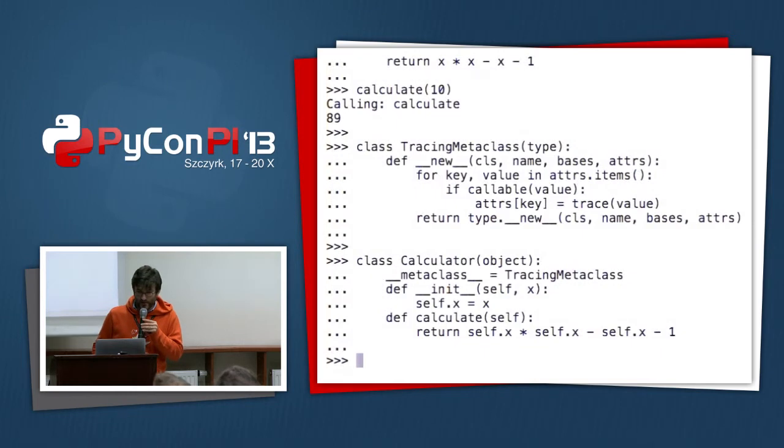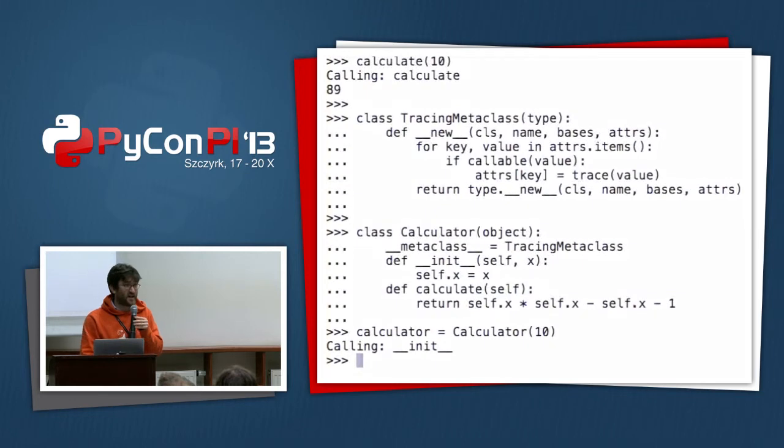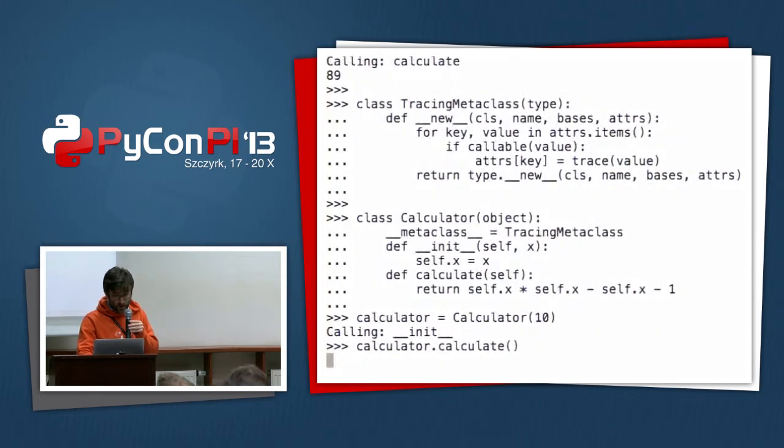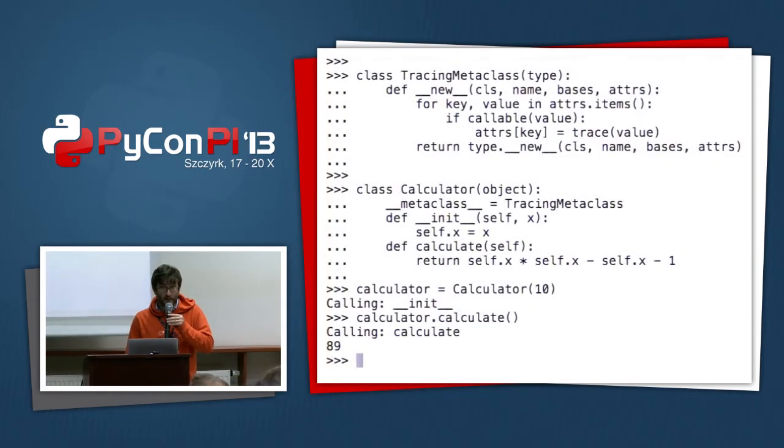So here's a calculator object. Its metaclass is the tracing metaclass. And you can see that when we instantiate it, we see that init gets called. That's useful. When we call the calculate method, we see that the calculate method has been called. So this is very useful, and it saves typing.